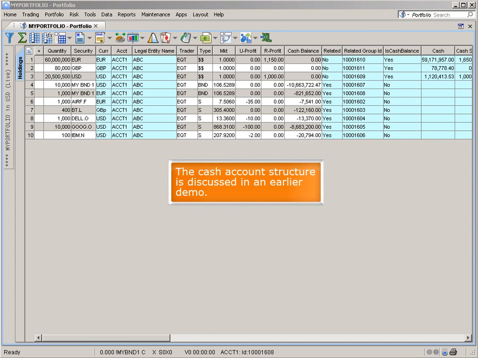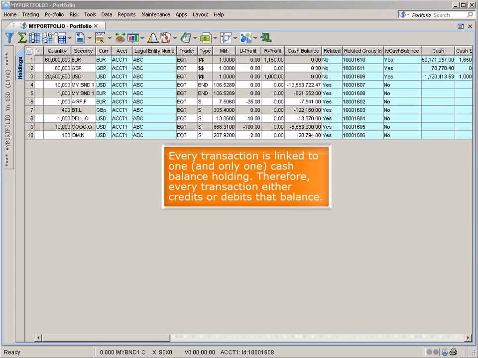The cash account structure is discussed in an earlier demo. Every transaction is linked to one and only one cash balance holding. Therefore, every transaction either credits or debits that balance.